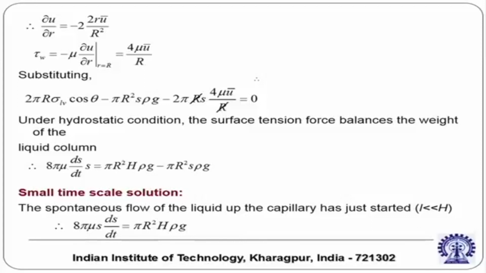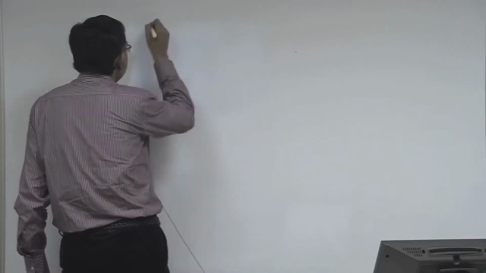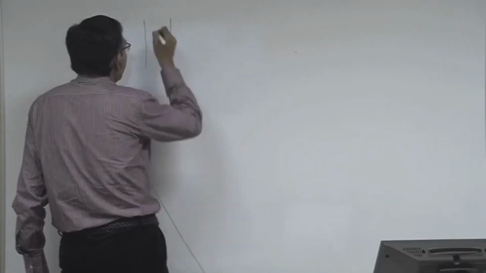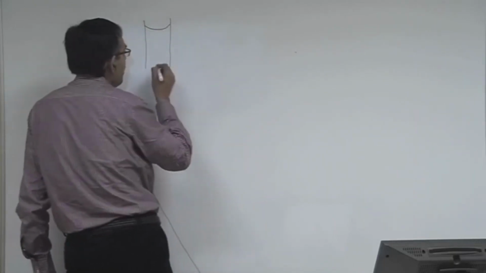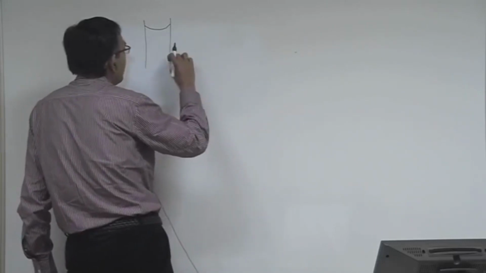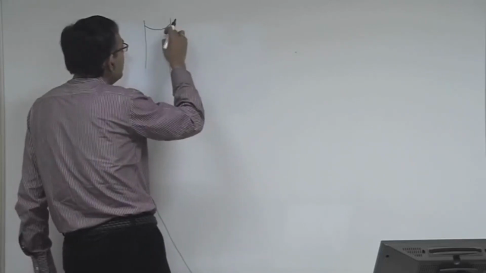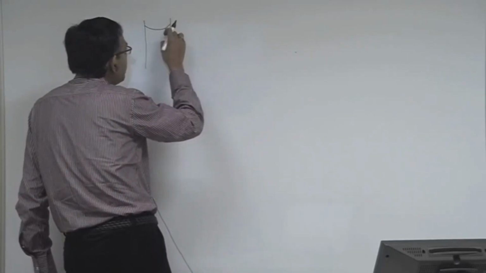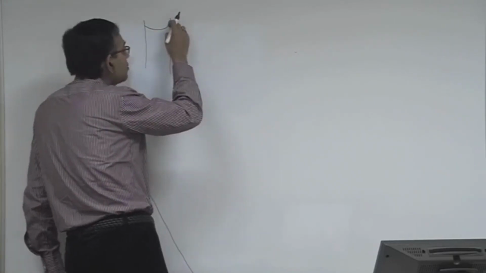Now that is about the small time limit. What about the large time limit? By large time limit what we mean, let us come to the board to explain this. Let us say that this is the capillary and this is the final static height. Small time limit means temporal regimes where the height is much less than the static height. Large time limit means the temporal regimes when the capillary front is almost near the static height.